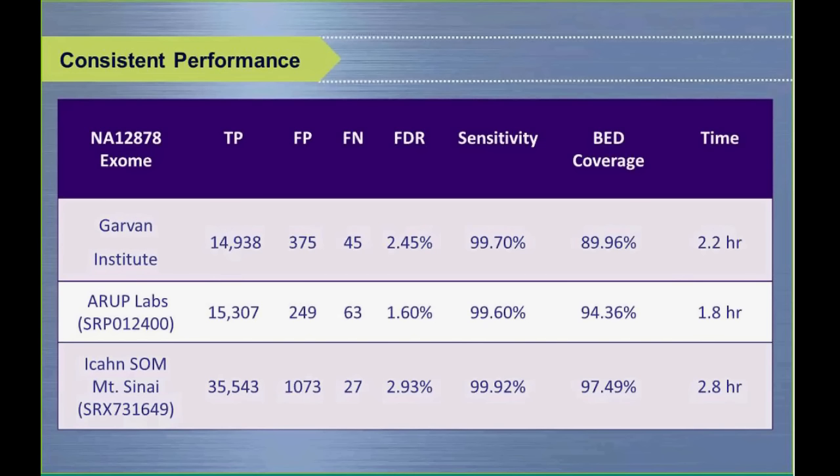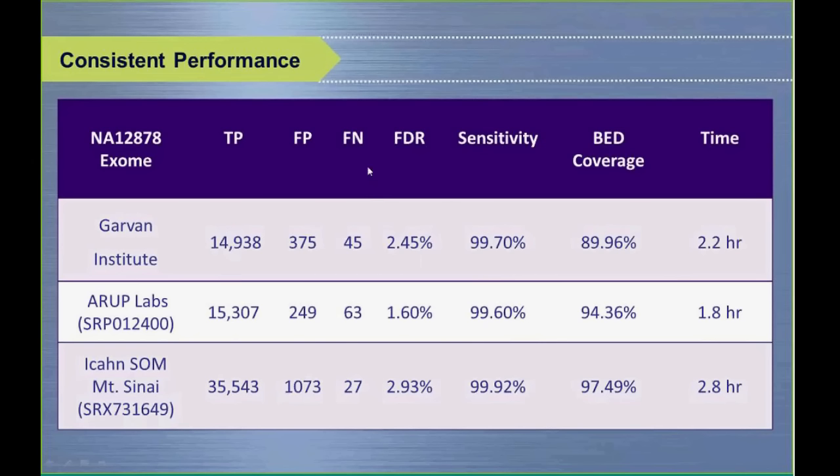This is just the performance on three different exomes, three different captures of the control genome, NA12878, from three different sources. TP stands for total positives. You can see that the Mount Sinai exome is more than twice the size of the other two. And if we go over to the sixth column, the sensitivity is 99.6% or higher on all three. So we're consistent across data sets that are captured differently and prepared differently. And the time at the far right is about 2 hours per exome. So we're getting assembly plus all the SNP calling done in a very short amount of time and very accurate.